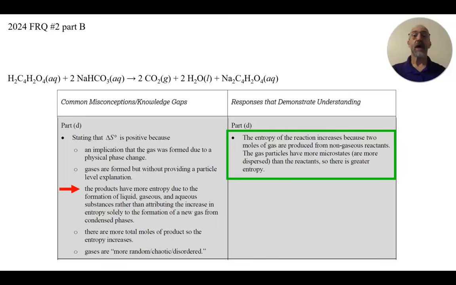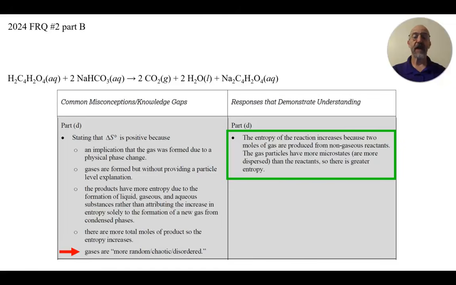So it was primarily about the formation of the gaseous products that was the most significant thing to mention in the response. Another example of an incorrect explanation is focusing primarily on just the number of moles. So saying that because there are more total moles of product, that's why the entropy increases, did not earn the point. It had to be about the formation of the gaseous substances. That's a significant increase in entropy for this chemical reaction.